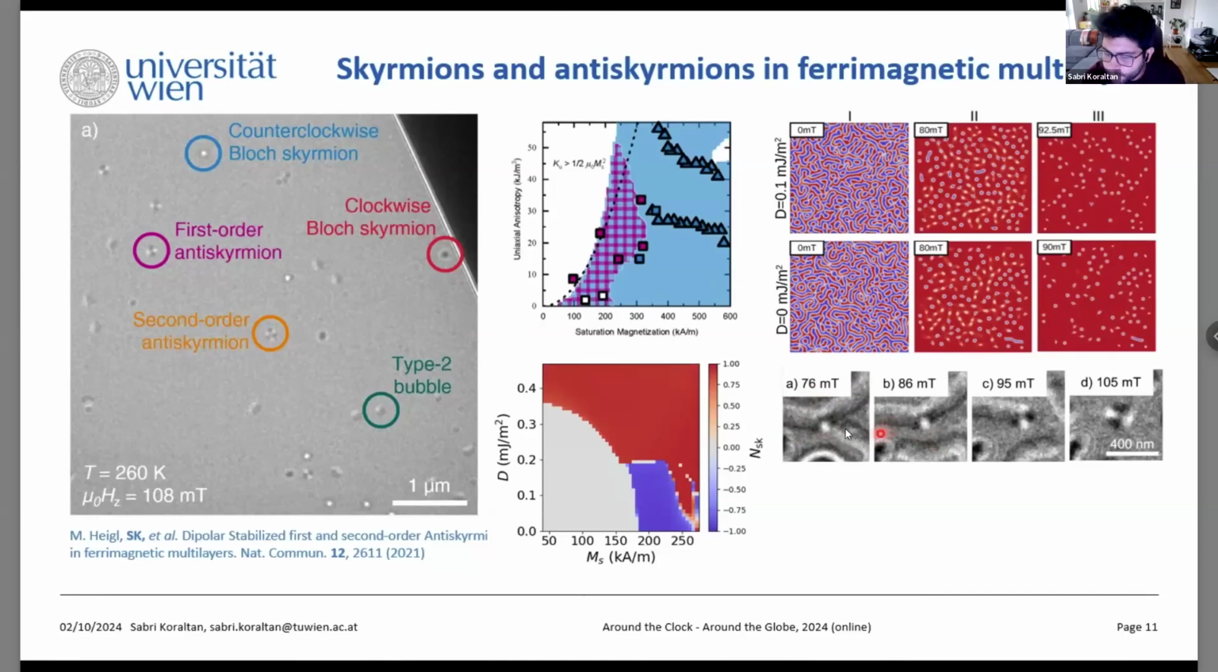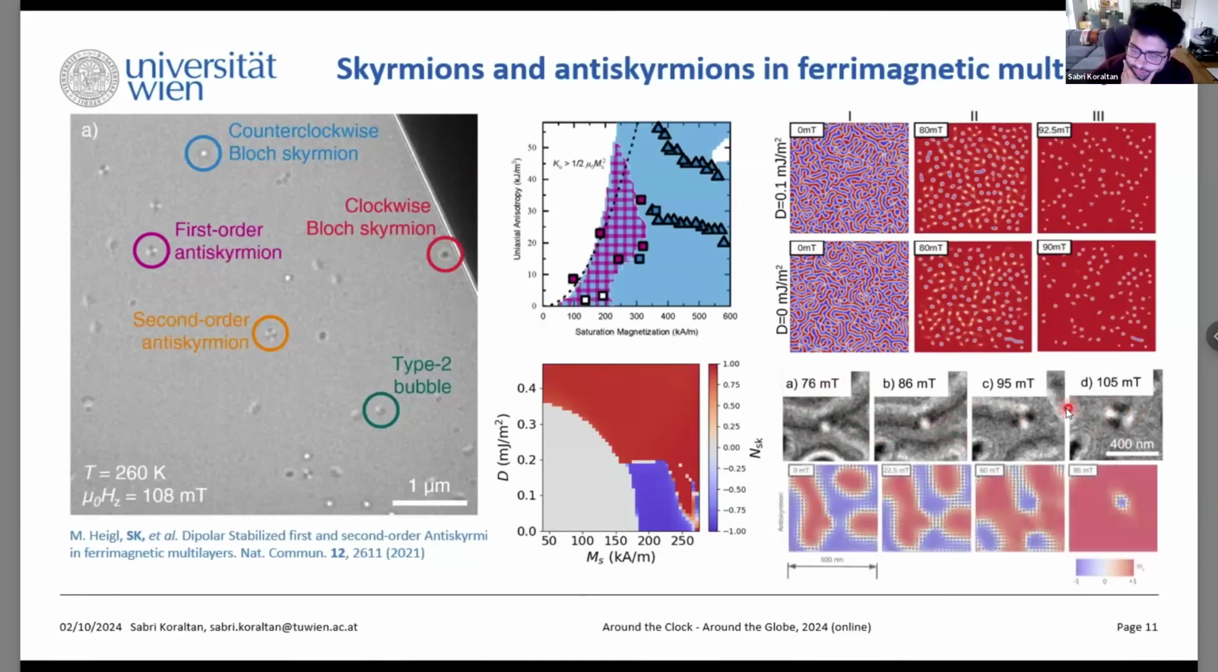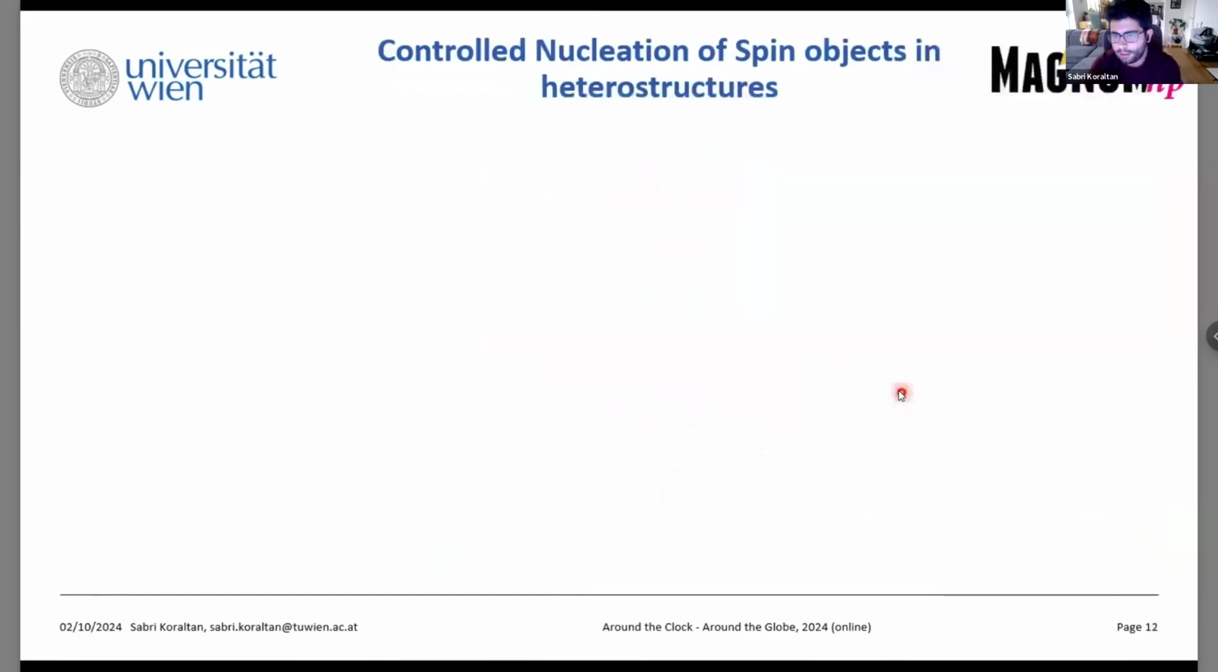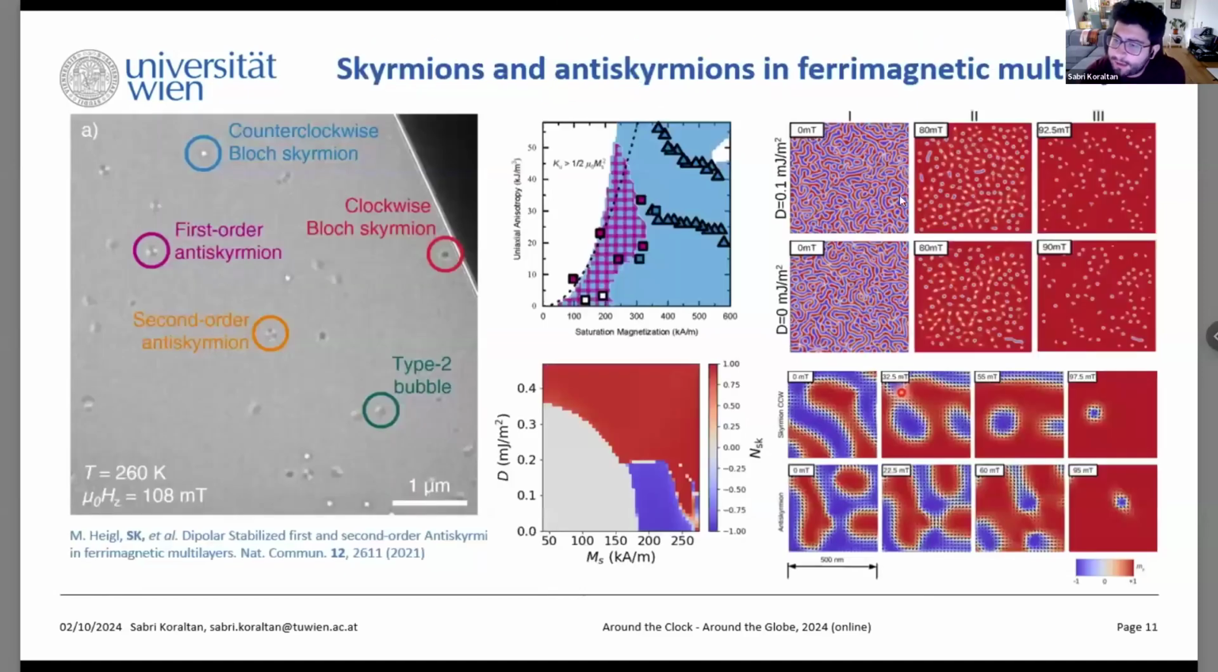The way it works is we increase the magnetic field, and then some of the domains shrink, and eventually we are left with an anti-skyrmion. We have provided simulations for it again, and it's very well valid in simulations as well, and it's a similar process for skyrmions too. But what we see here, let me go back, is that they appear quite randomly. So we want to find a way to control it. This is important for several applications.